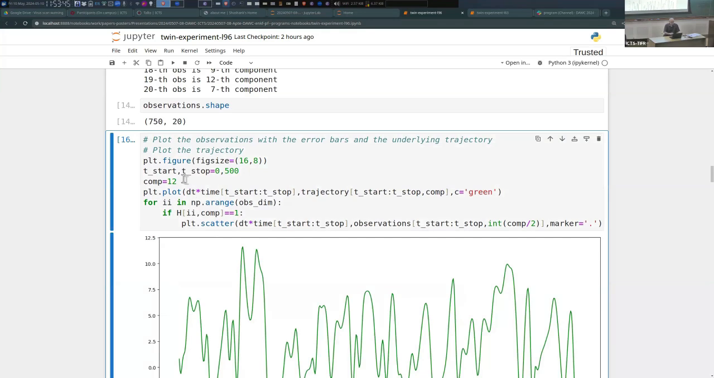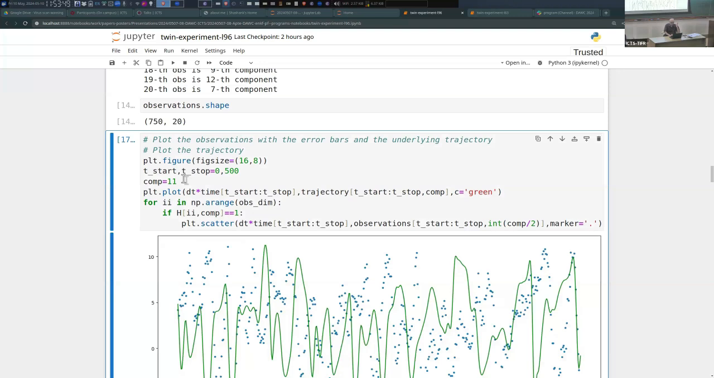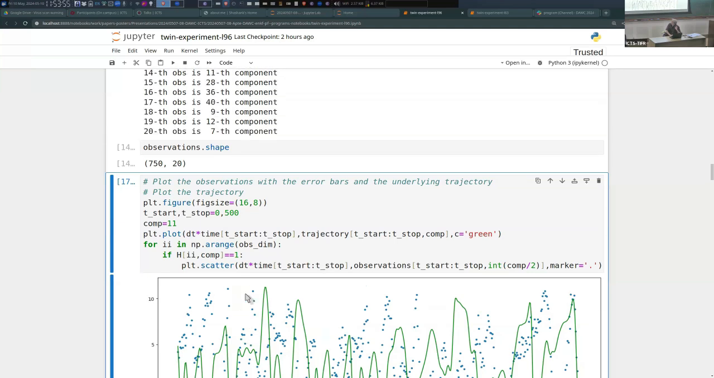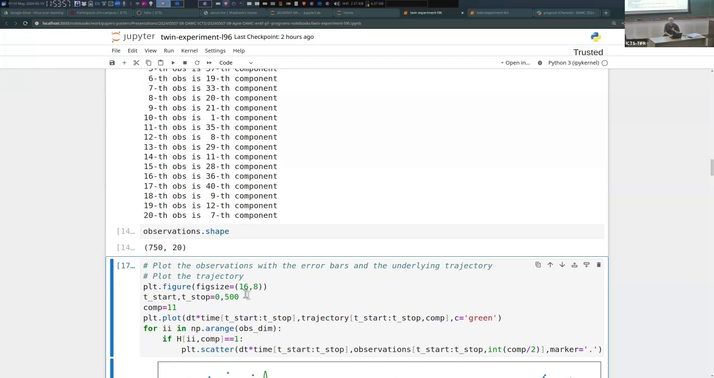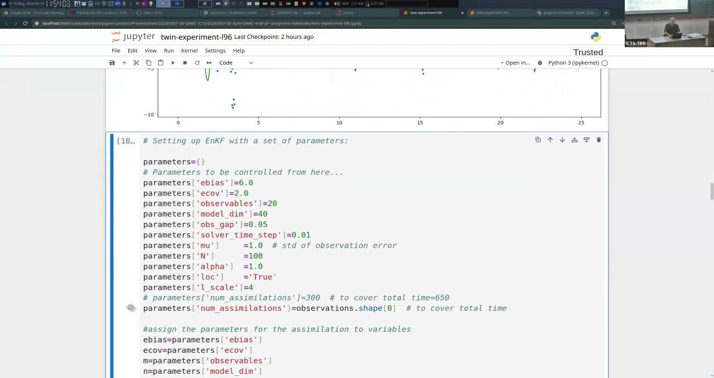Oh, sorry, off by 1, so this should be 11. Okay, so, wow, that's a lot of observational noise. It may fail. I don't know if it's going to work or not. We'll figure out whether it fails. The same set of parameters: initial bias, initial covariance, step size, this and that. I have set alpha equal to 0.